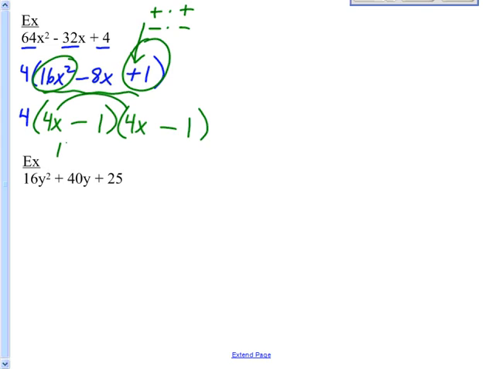Go ahead and FOIL it, make sure. 16x squared, negative 4x times 4x times negative 1, negative 4x, negative 1 times 4x, negative 4x, negative 1 times negative 1, positive 1.